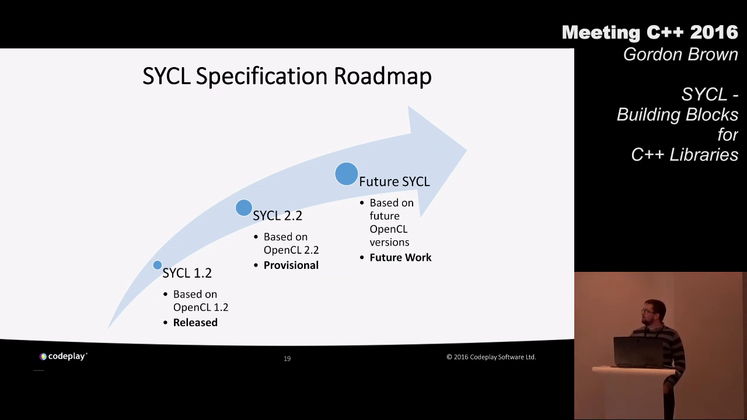So this is an overview of the SYCL specification roadmap. Everything I talk about today will be based on SYCL 1.2. And you might wonder why it's SYCL 1.2, not SYCL 1.0 for the first version. That's because the versioning of SYCL follows the OpenCL versions that it supports. So SYCL 1.2 supports OpenCL 1.2. And SYCL 2.2, which is currently in the provisional stage, so there's a provisional draft that you can see on the Khronos website, is based on OpenCL 2.2, and any future versions of SYCL will support future versions of OpenCL.